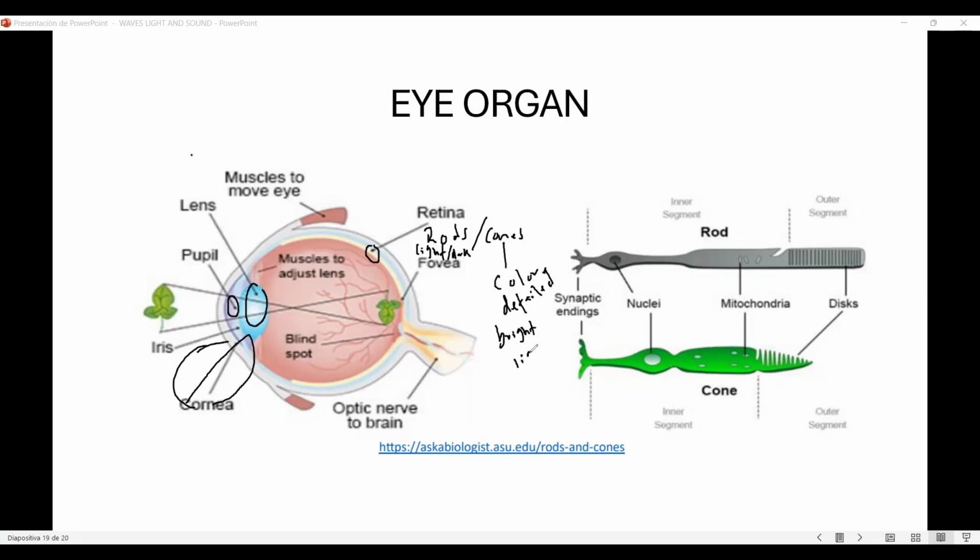After this, these signals are sent to the brain by the optic nerve. The brain processes these signals and creates the images we see. So in summary, the eye captures and focuses light rays, converting them into signals that the brain can interpret. This is the way that we use the eye.